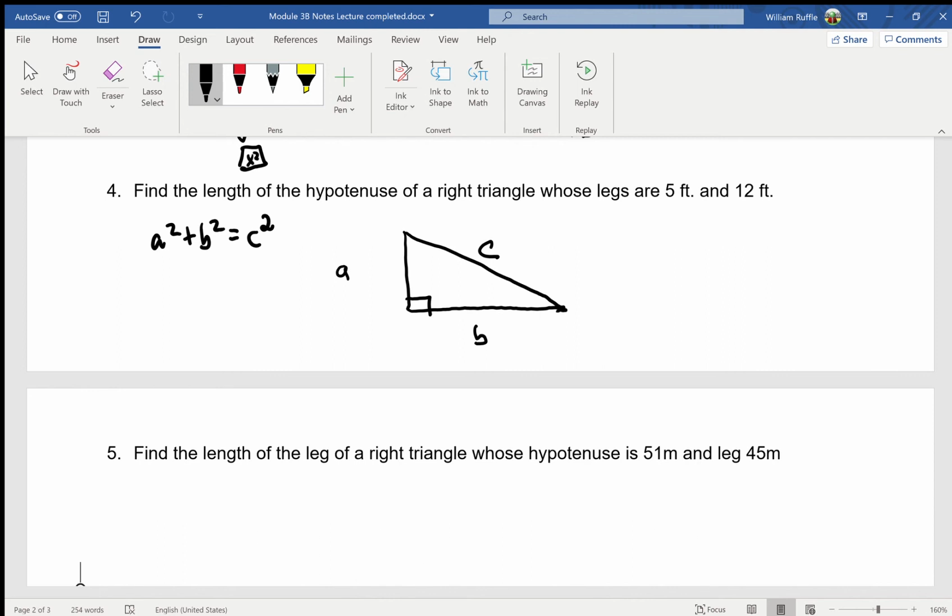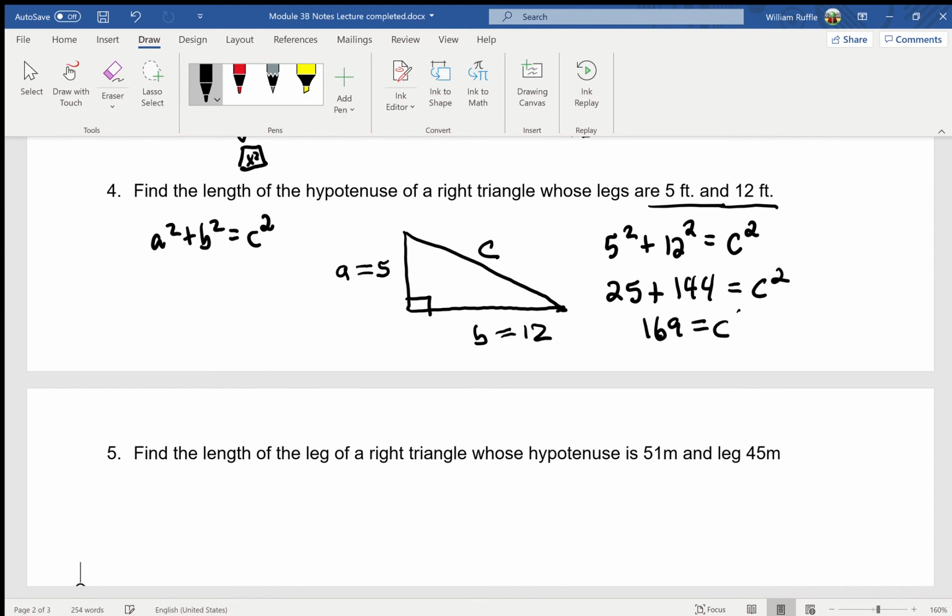So now the legs are both A and B, so I put those in. A is equal to 5, B is equal to 12. I use my formula here, so it's 5 squared plus 12 squared equals C squared. Now my calculator, I've got to work this out. 5 squared is 25 plus 12 squared, which is 144, is equal to C squared. If I add those together, I get 169 equals C squared.